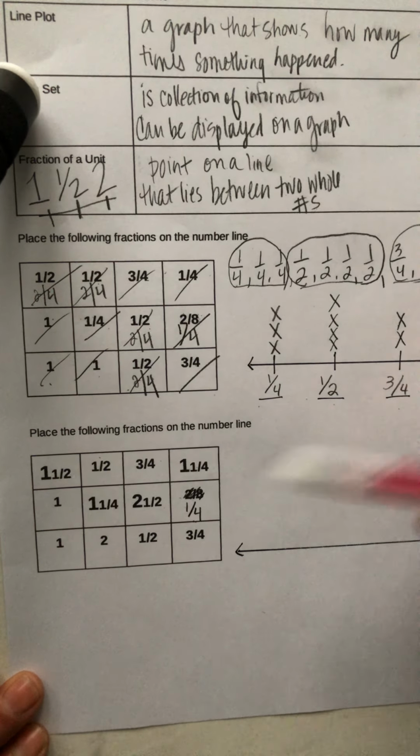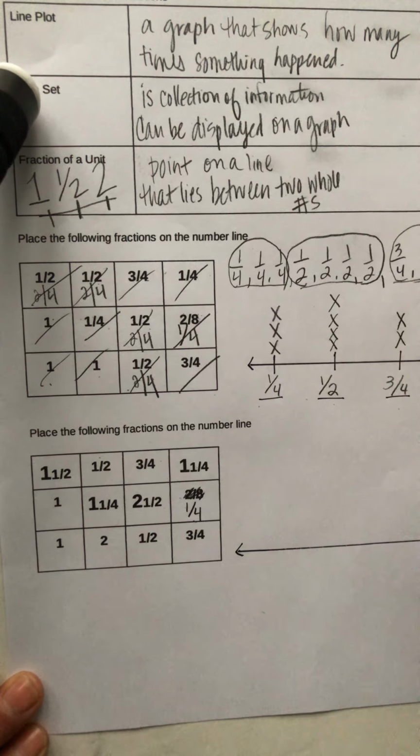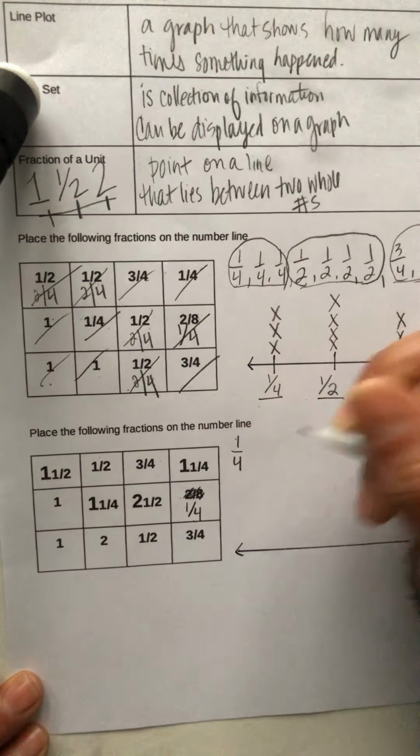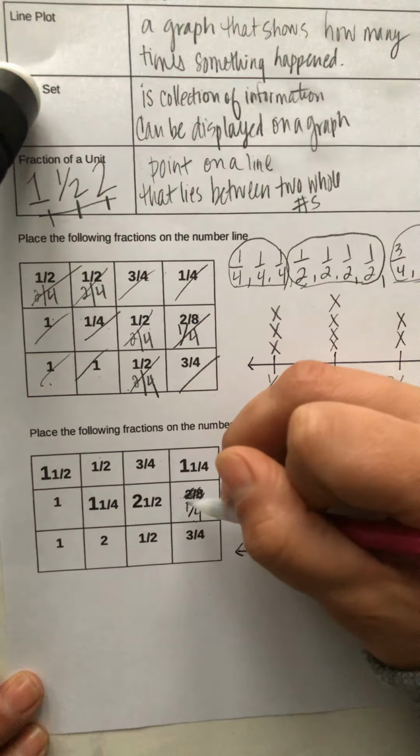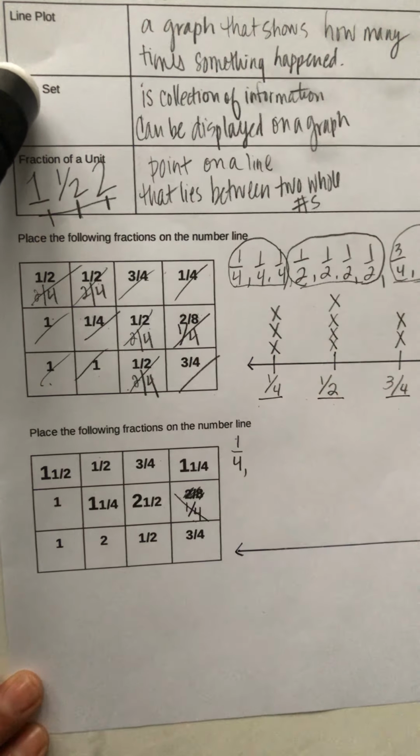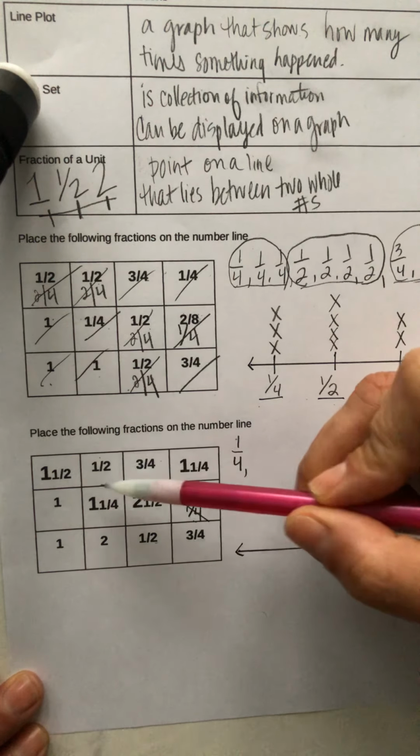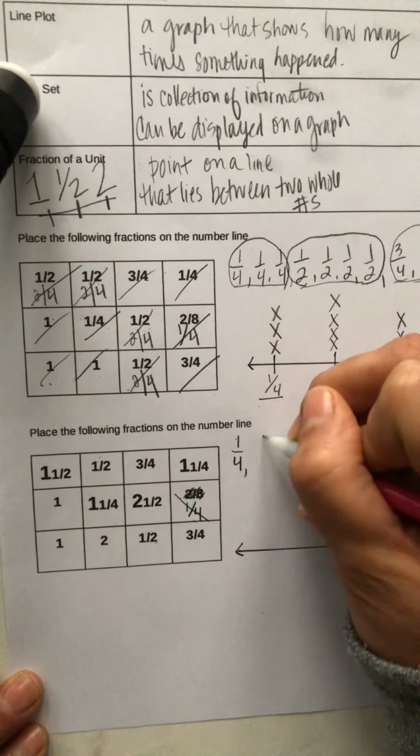So it looks like my smallest fraction here is 1/4. And I only have 1 of them. Yes. So I did that. And then it looks like my next one is 1/2. And I have 2 of them.